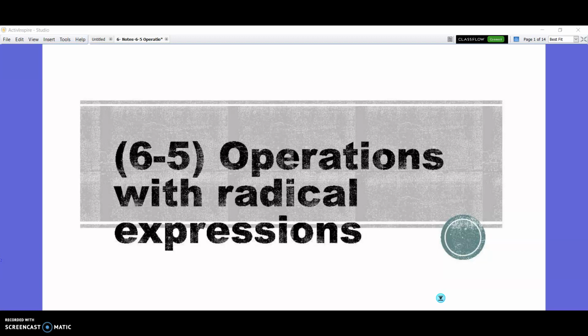Okay, hello children. Today's notes are 6-5 operations with radical expressions. I think we're going to do the multiplication, addition, and subtraction, and then I'll leave division for day 2, but we'll see how it goes.